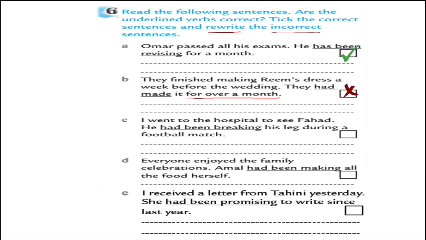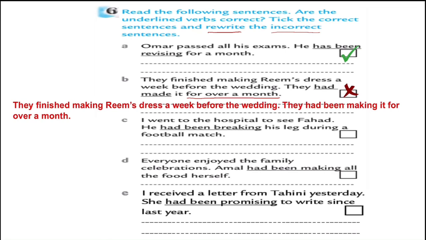So of course this is wrong. We're going to correct it. We say they finished making Reem's dress a week before the wedding. So this is okay. They had been making. This is where we make the change: had been making it for a month. The next sentence is C. I went to the hospital to see Fahd.